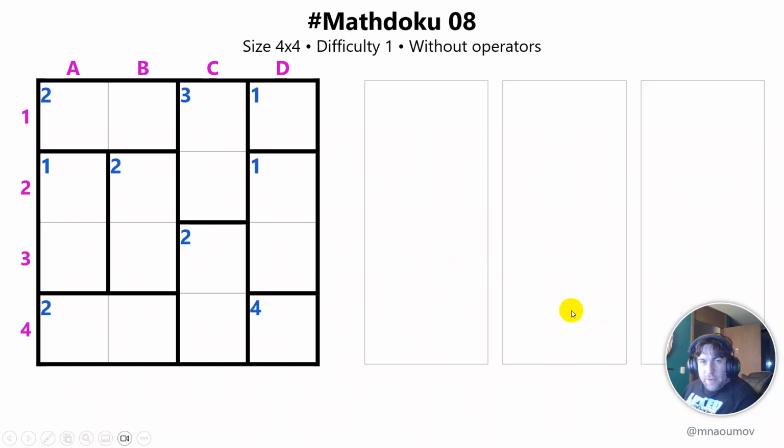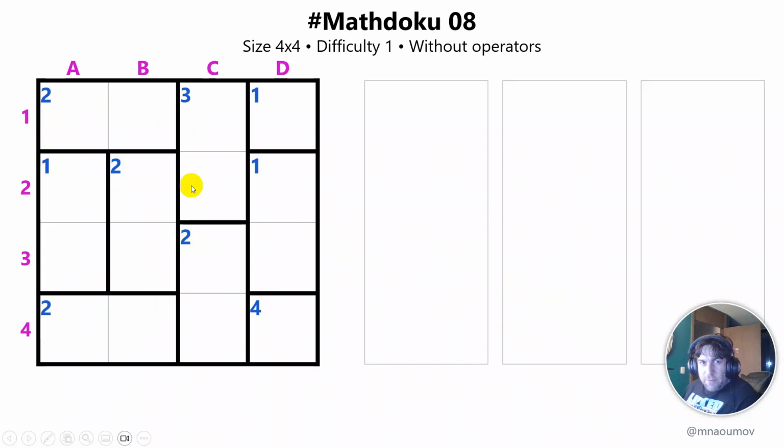Hello, welcome back to Mazdoko blog, episode 8, size 4x4, difficulty 1, without operators. So you see that each cage has only a value, but we don't know which operator it belongs to.